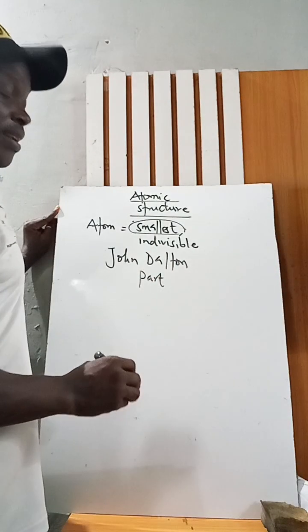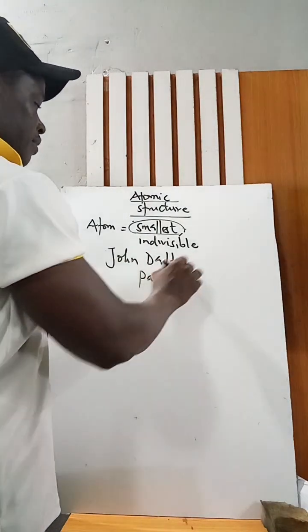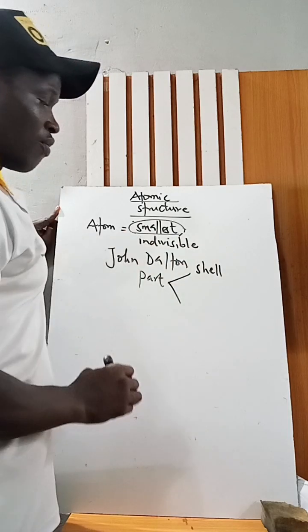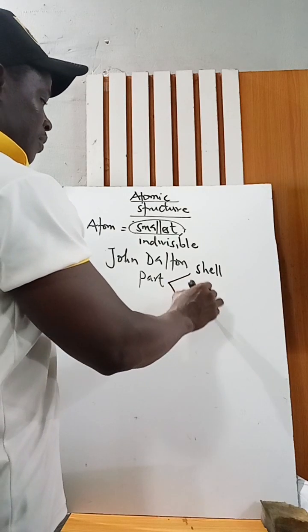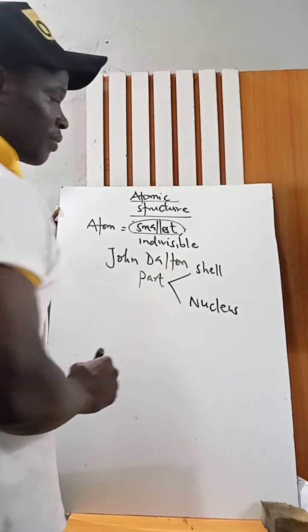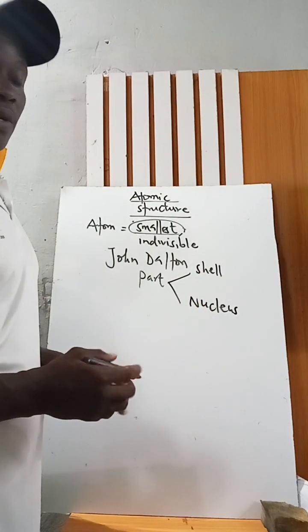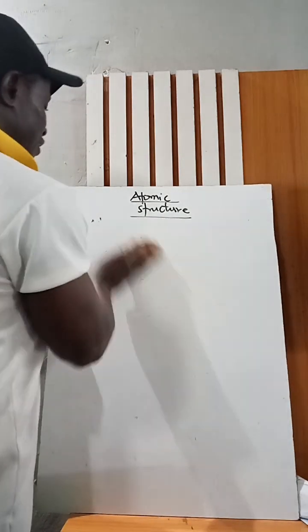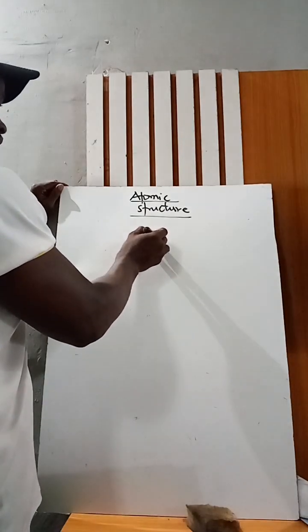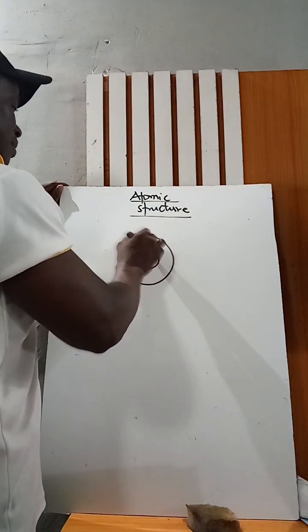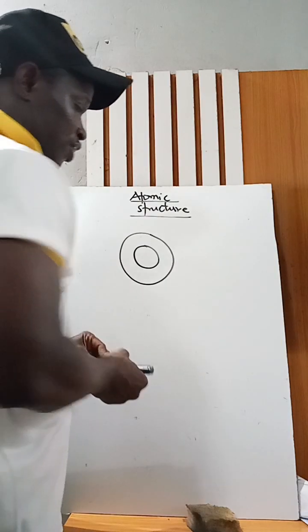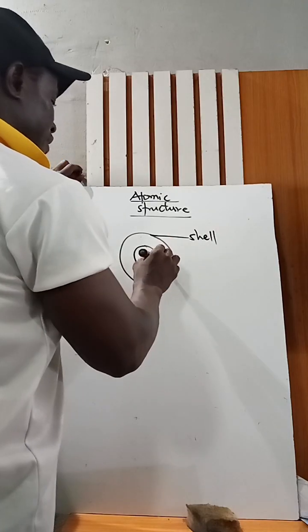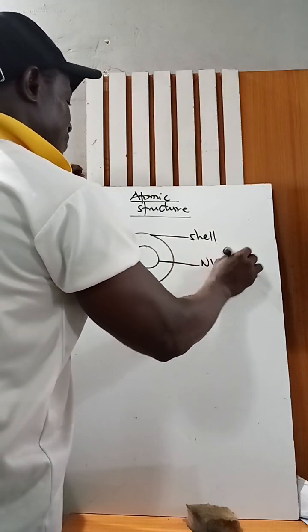Now, it was also discovered that atom has two parts. The outer part is the shell, while the inner part of an atom is the nucleus. So shell and nucleus, those are the parts of an atom. Quickly, we can draw that. An atom has two parts. What are those parts? You have the shell of an atom, then you have the nucleus of an atom.